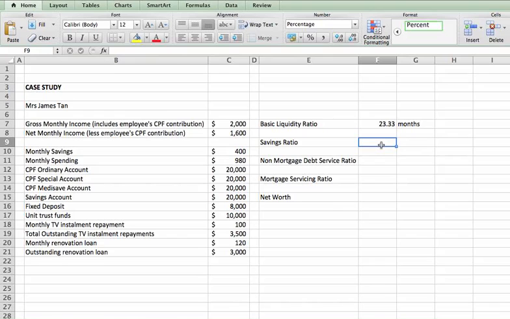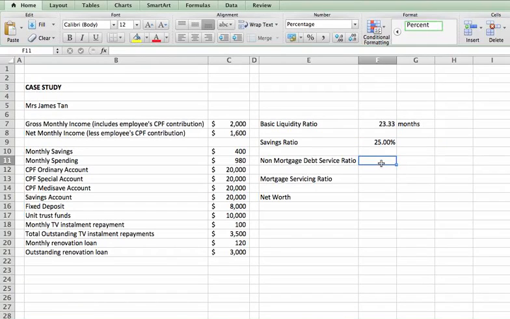Next, we look at her savings ratio, which is her total savings divided by her net cash inflow. So she has a total monthly savings of $400 divided by net cash inflow, which is a net monthly income of $1,600. This works out to a savings ratio of 25%.